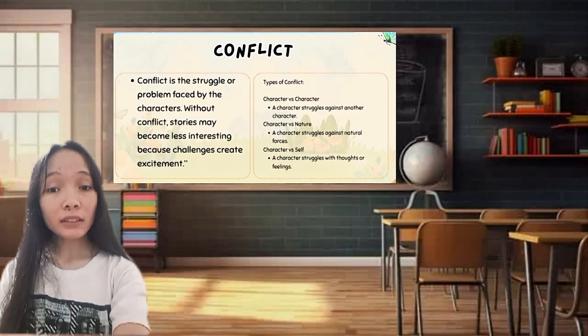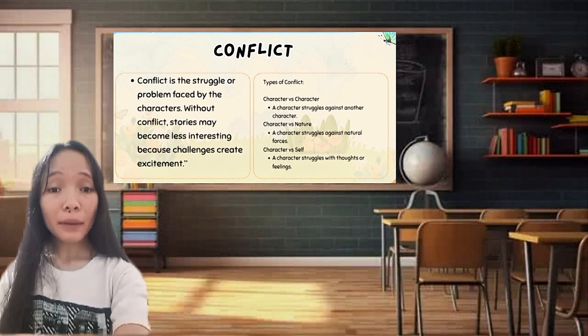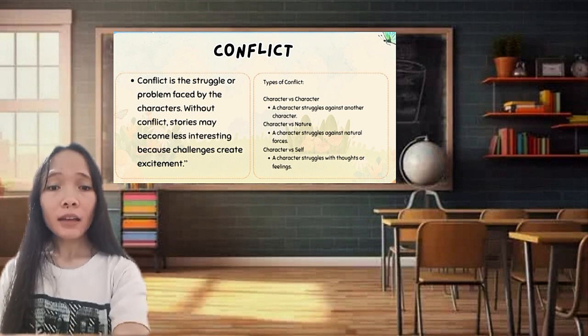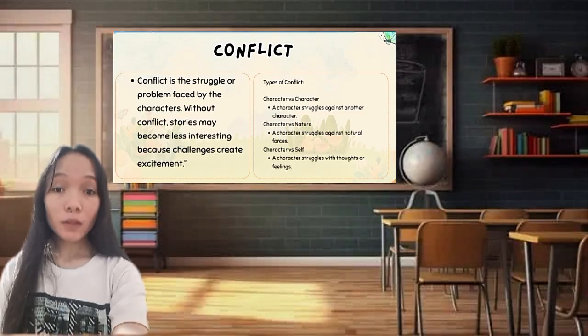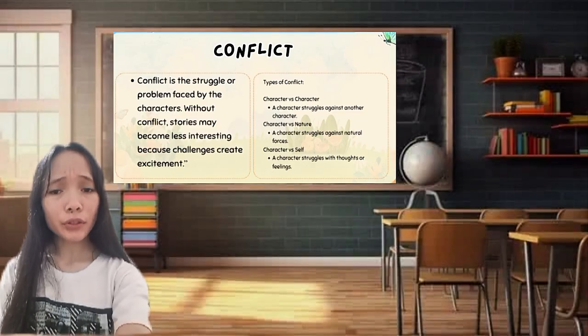And next we have character versus self. This happens when a character struggles with thoughts or feelings. The conflict happens inside the character's mind, such as fear or guilt. An example, a student deciding whether to tell the truth.